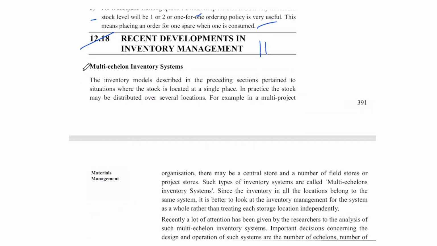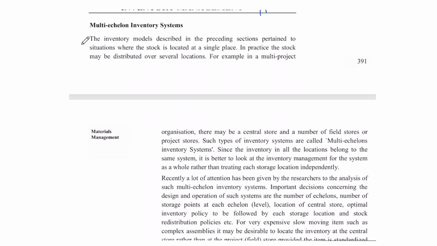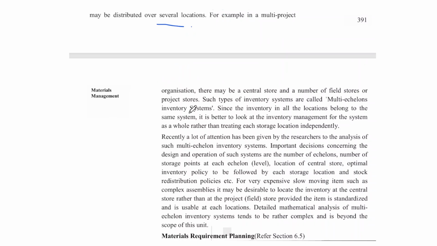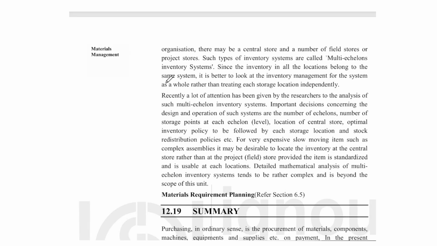So, multi-echelon inventory system. The inventory models described in the preceding sections pertain to situations where the stock is located at a single place. In practice, the stock may be distributed over several locations. For example, in a multi-project organization, there may be a central store and a number of field stores or project stores, and such a type of inventory system is called a multi-echelon inventory system. Since the inventory in all the locations belongs to the same system, it is better to look at the inventory management for the system as a whole rather than treating each storage location independently.